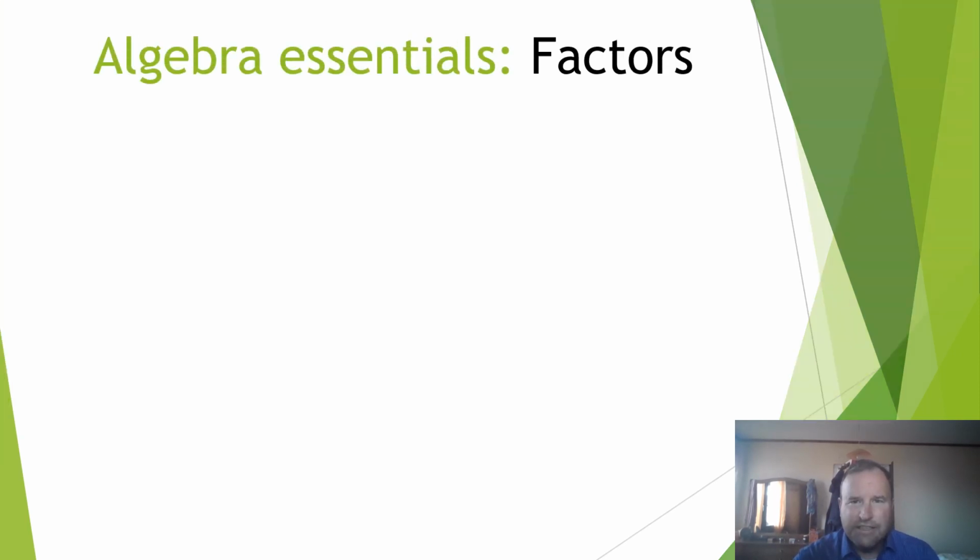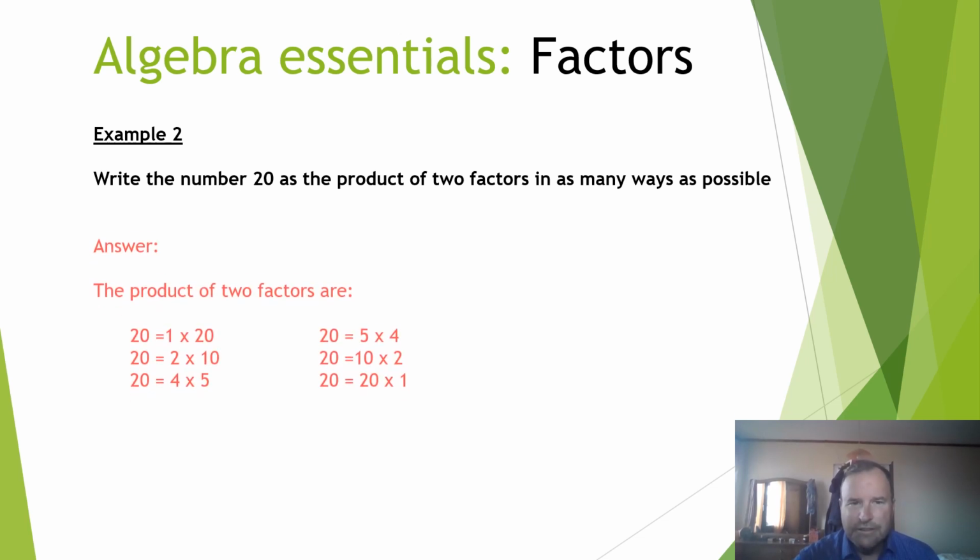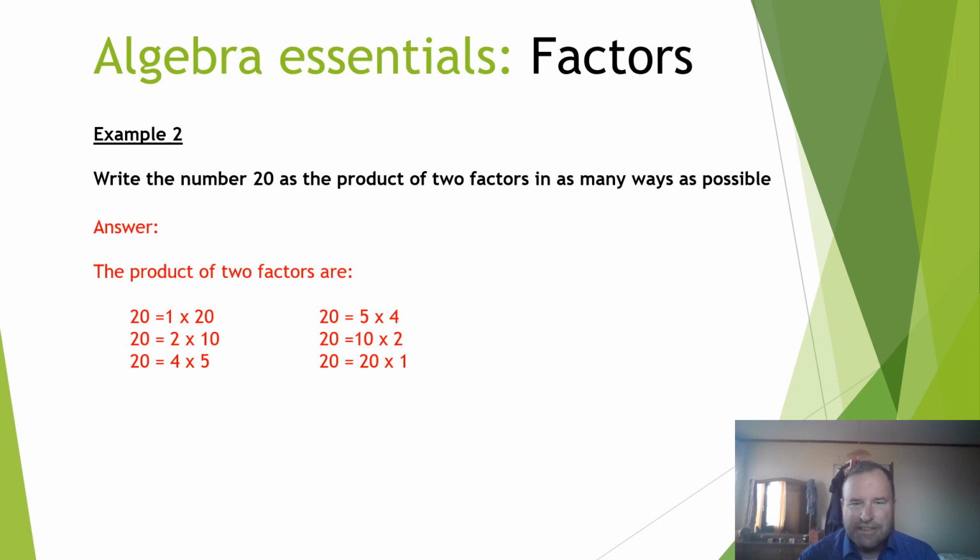Okay, the second example in factors here is: write down the number 20 as a product of two factors in as many ways as possible. Here's the answer. You can see there are 6 alternatives. There's 1 times 20, starting with the lowest number. Then there's 2 times 10, 4 times 5, and the fourth one 5 times 4, 10 times 2, and 20 by 1. So those are the products of two factors in as many ways as possible for the number 20.